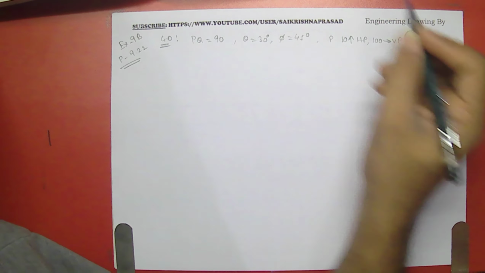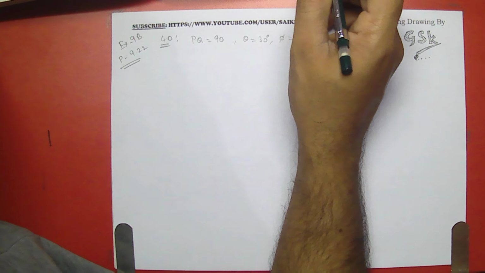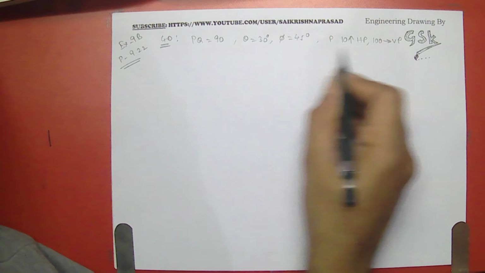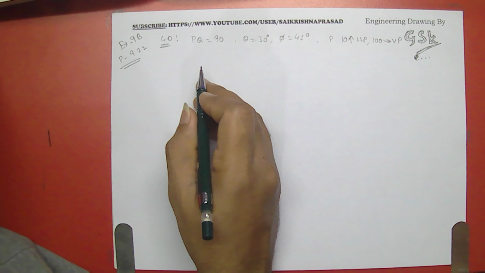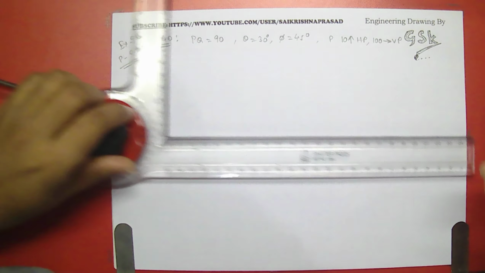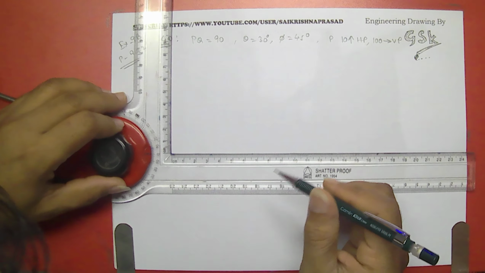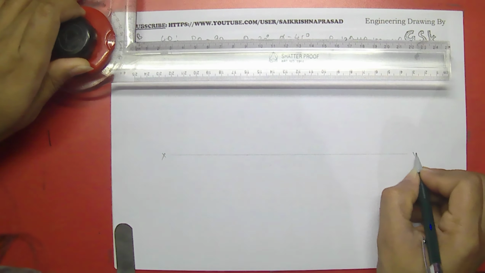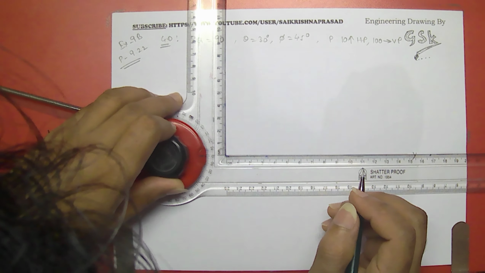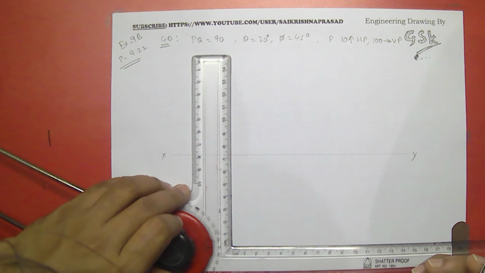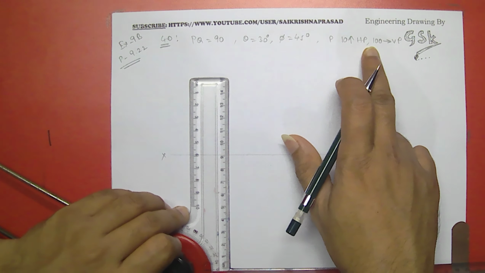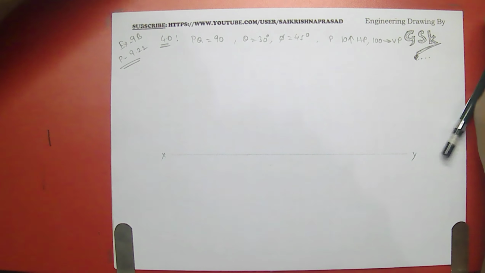Now we have to find the projections of the line, determine the distance of the end from the VP and also locate the traces. So already the given data is here. This is a simple problem we can draw, right? So let me draw the problem. XY, and I will be locating the position of this one. Let me draw the problem a little bit up because I have to show the 100 mm in front of VP.